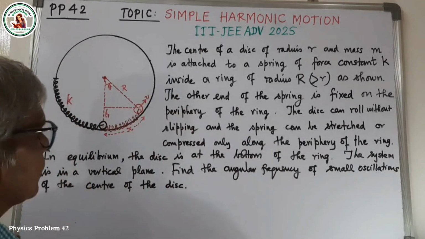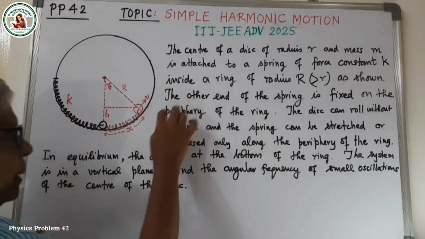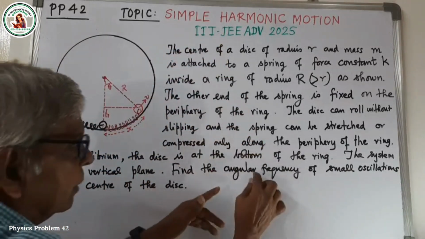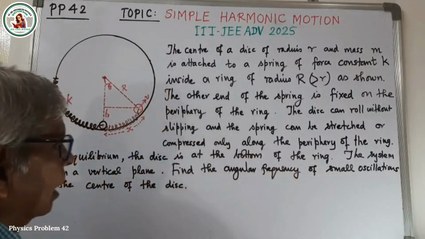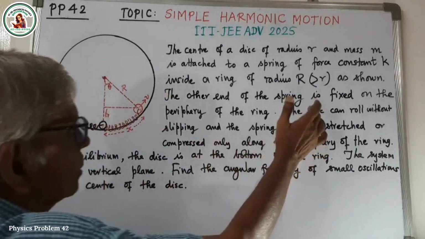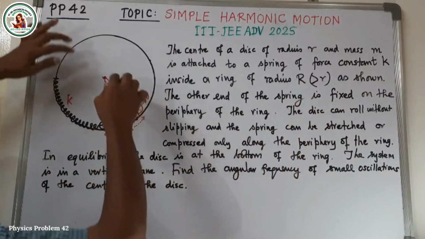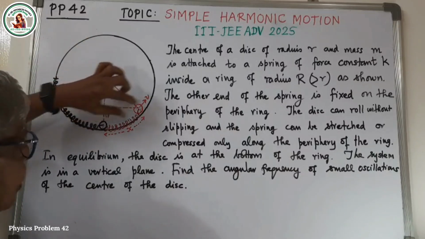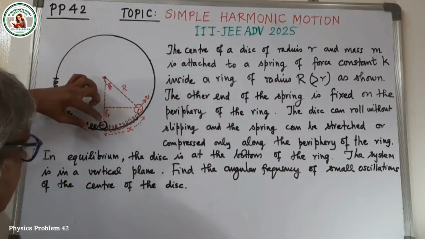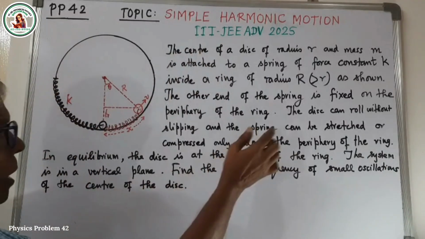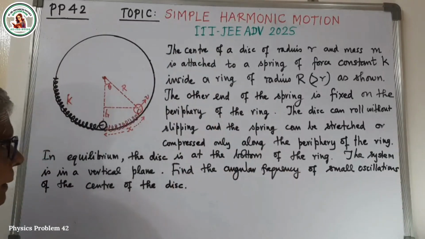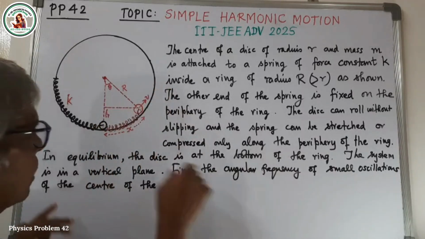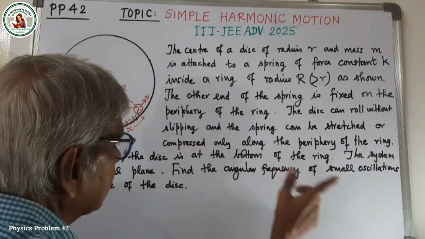There will be a time period attached to it, which is given by 2 pi by omega, where omega is the angular frequency. That omega we have to work out. The ring has a radius capital R, and the disc has a small r radius. So two radii are involved. As the disc moves and oscillation takes place, what is the angular frequency of the oscillation?